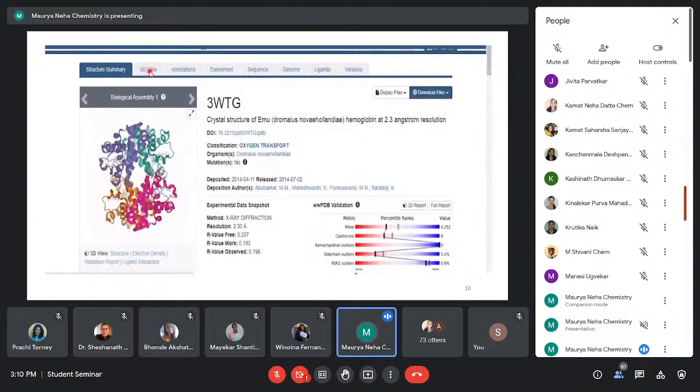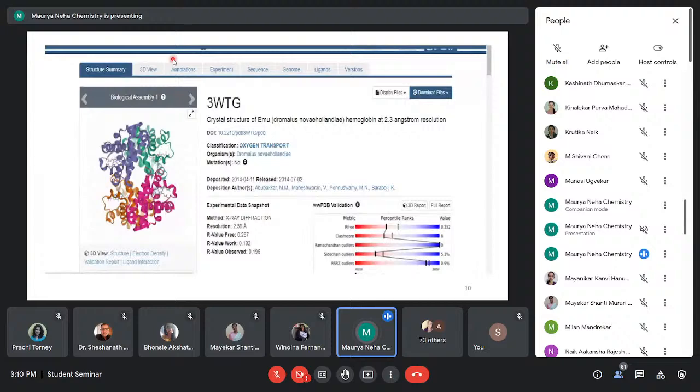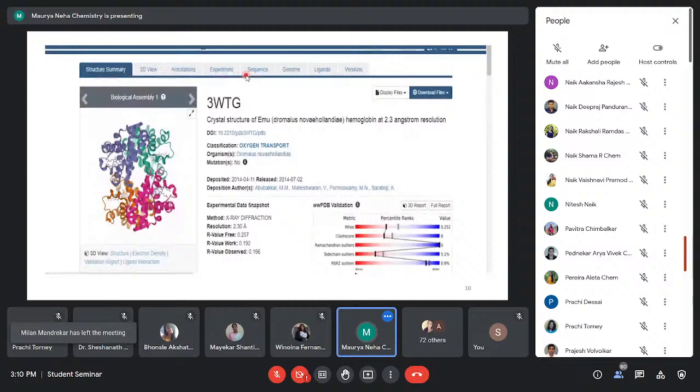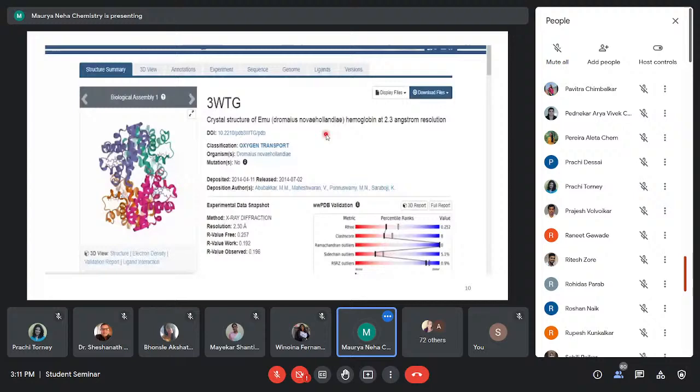It lets you view the molecule, the annotations, experiments, how it was taken, the sequences, genomes, if it has any ligands, any other versions, it all can be displayed here and it can also be downloaded.